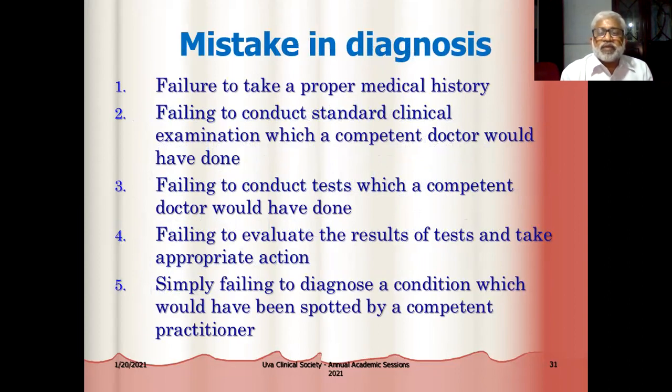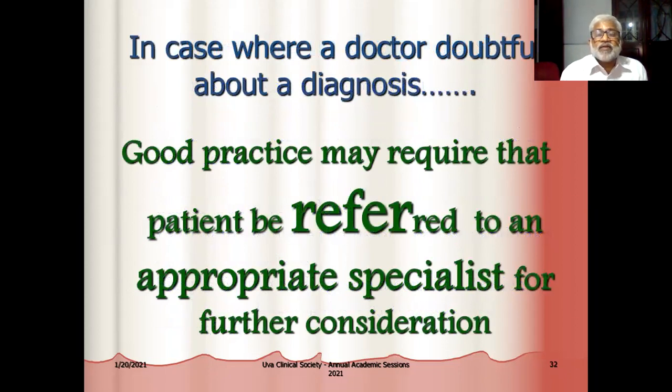Failure to take a proper medical history, failing to conduct a standard clinical examination, failing to conduct tests, failing to evaluate the results of tests and take appropriate action, simply failing to diagnose a condition which would have been spotted by a competent practitioner. These are examples of mistake in diagnosis. In a case where a doctor is doubtful about a diagnosis, good practice may require that the patient be referred to an appropriate specialist for further consideration.